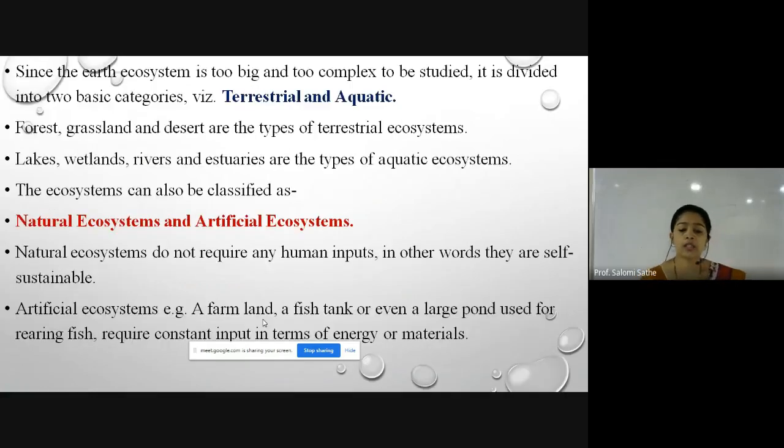Now, the ecosystem is divisible into two types, terrestrial and aquatic. What is terrestrial? The forest, grassland and desert are types of terrestrial ecosystem. And the lake, wetland, rivers and estuaries are types of aquatic ecosystem. Okay, the ecosystem can also be considered as natural and artificial.